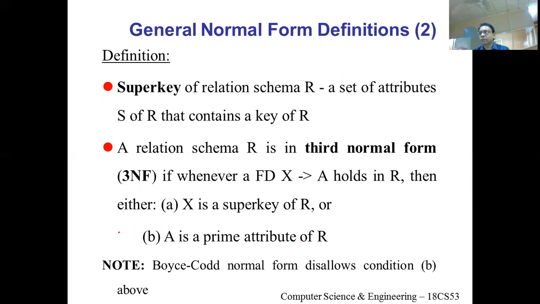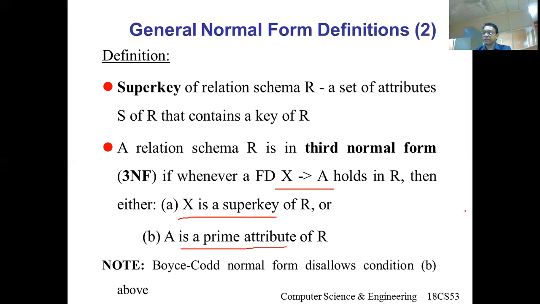Now we go to the general definition of third normal form. You all know the meaning of a super key of a relation, which provides a uniqueness constraint. A set of attributes S of R contains a key of R. Super key we all know, and we have discussed it many times. Now, the general definition of third normal form: a relation is in third normal form whenever, for a functional dependency X determines A, either X is a super key or A is a prime attribute.